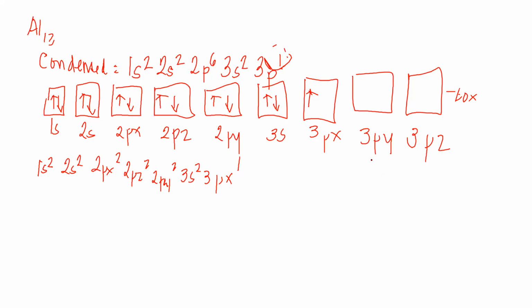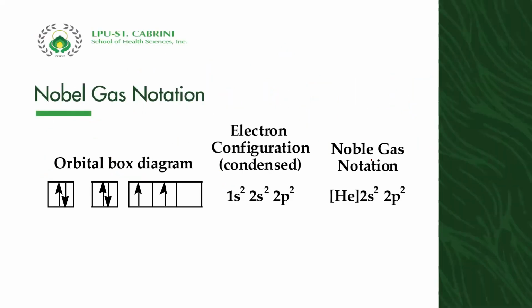Okay? Next, we have the Noble Gas Notation. What is this all about? Noble Gas Notation is an alternative way of writing ground state electron configuration using the symbol of the noble gas immediately preceding the particular atom to indicate the electron configuration of the filled shell. Okay? So let's have an example again. Let's go back to argon.